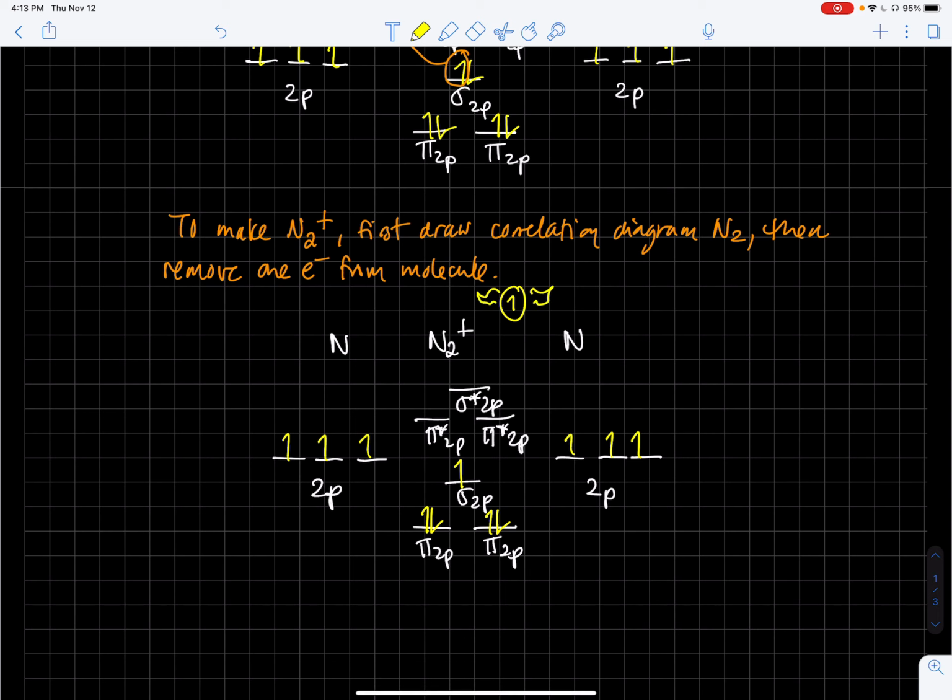Okay. All right, so the bond order. The bond order for N2 plus is equal to 1/2 times, well, we now have 1, 2, 3, 4, 5 electrons in the bonding 2p orbitals, and we still have 0 in the antibonding. So this gives us a bond order of 2.5. Right, so that's a half bond order.